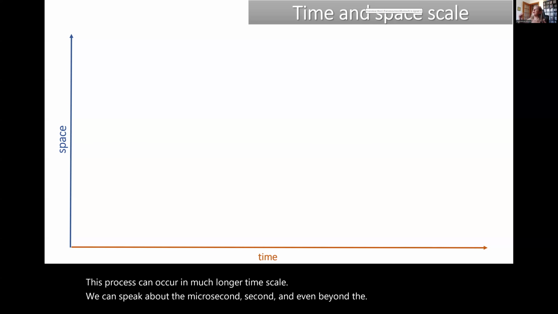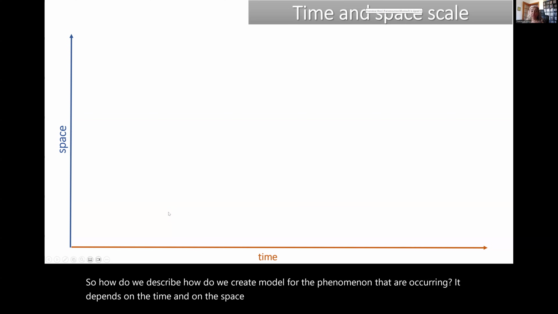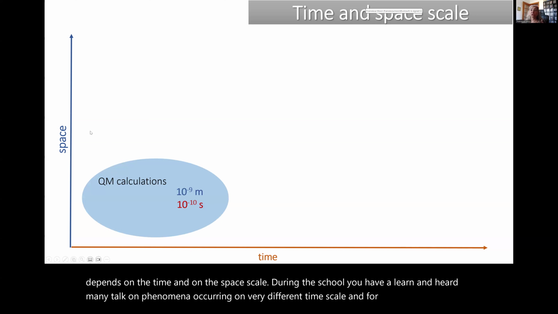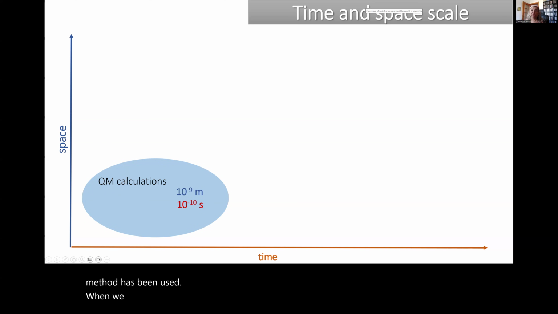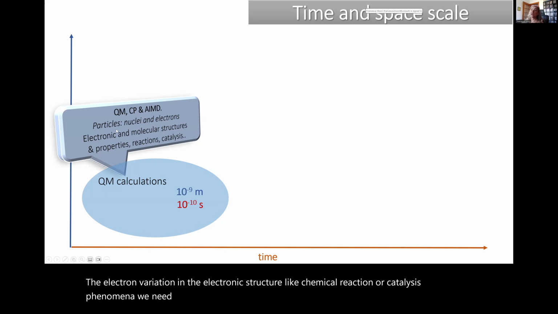So, how do we create a model for the phenomena that are occurring? It depends on the time and on the space scale. During the school, you have learned and heard many talks on phenomena occurring on very different time scales, for which different methods have been used. When we work on phenomena that involve variation in the electronic structure, like chemical reactions or catalysis phenomena, we need to use quantum mechanics if we want to study the modification in the electronic structure.